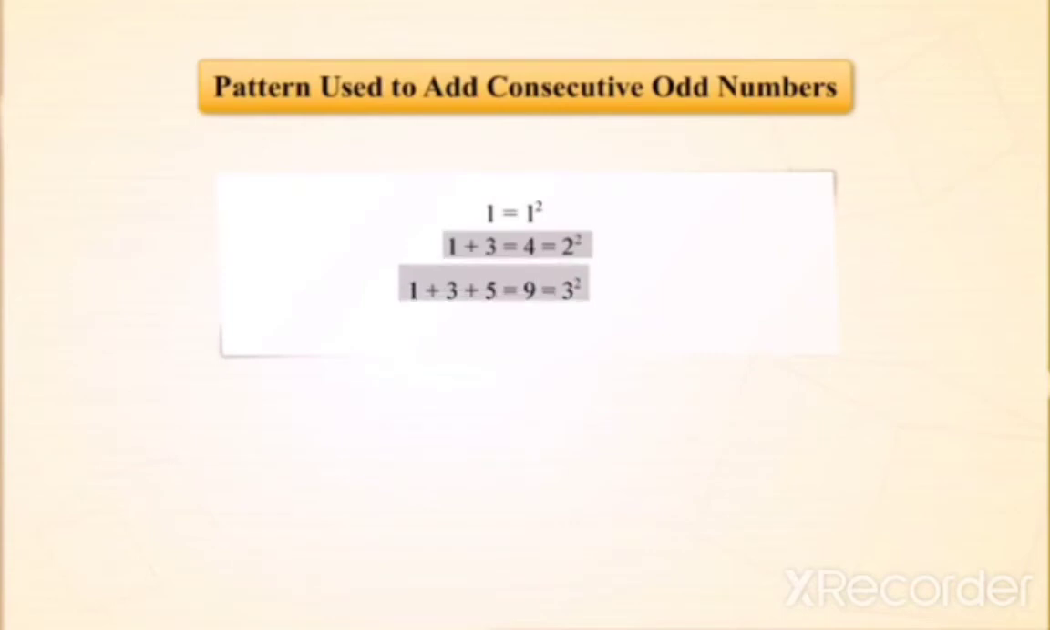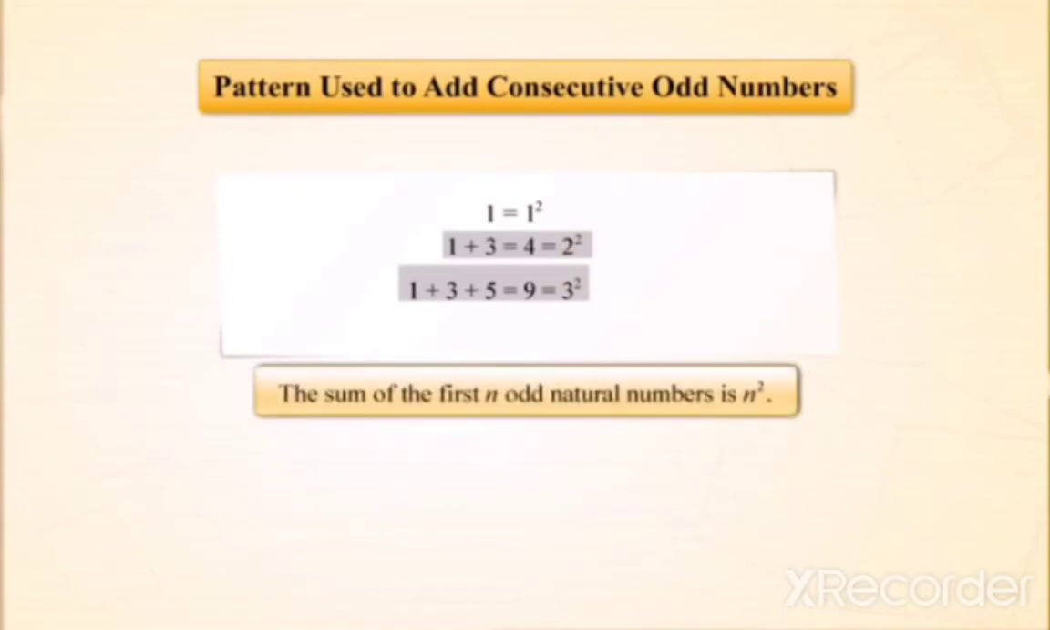Observe this pattern. The sum of the first odd number is 1 square. The sum of the first two consecutive odd numbers is 2 square. And the sum of the first three consecutive odd numbers is 3 square. Thus, it can be concluded that the sum of the first n odd natural numbers is n square.